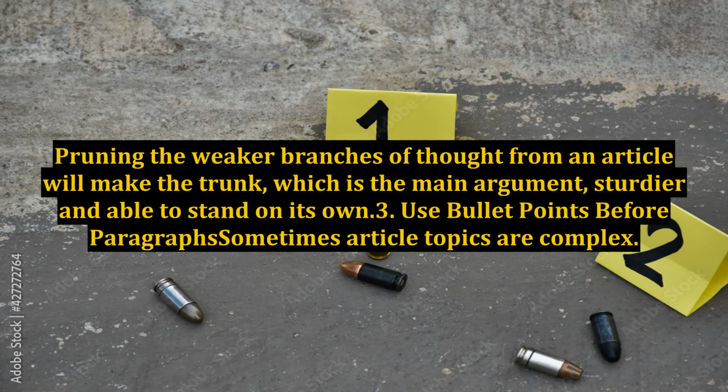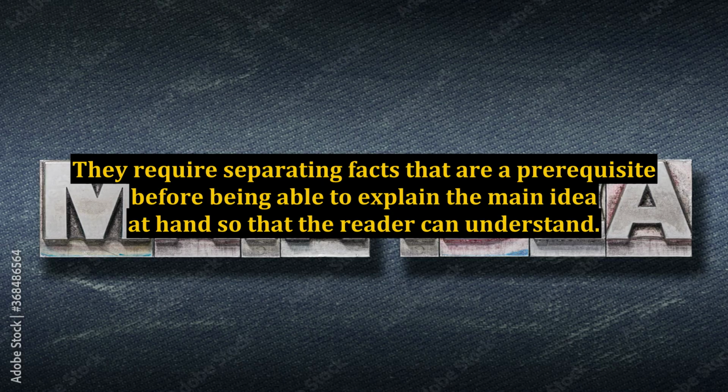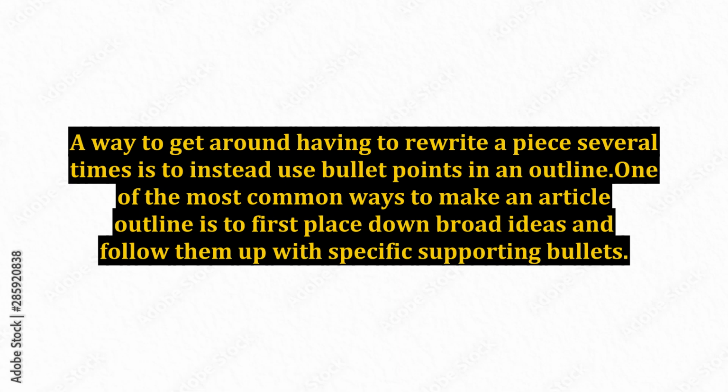Point 3. Use bullet points before paragraphs. Sometimes article topics are complex. They require separating facts that are a prerequisite before being able to explain the main idea at hand so that the reader can understand. A way to get around having to rewrite a piece several times is to instead use bullet points in an outline.